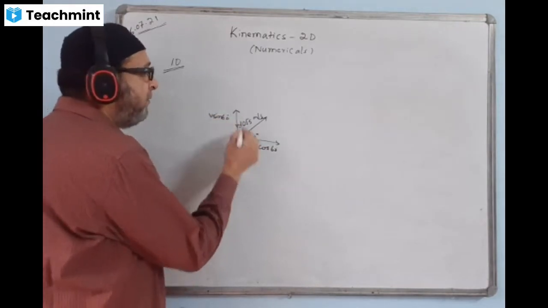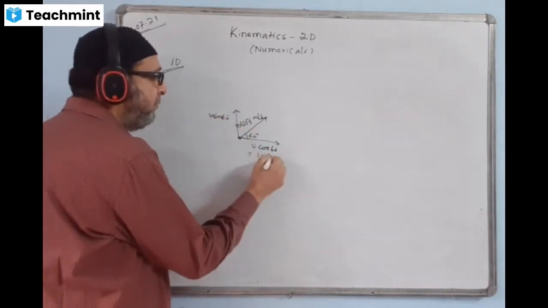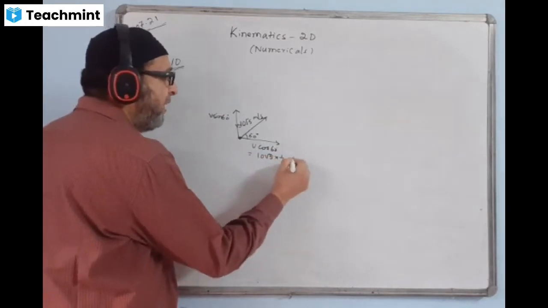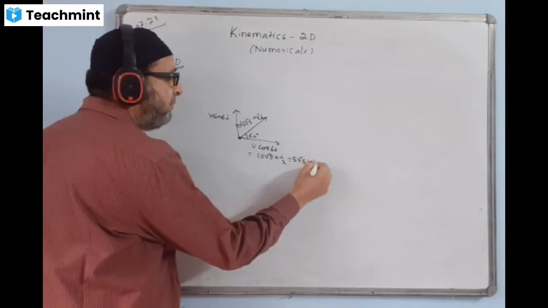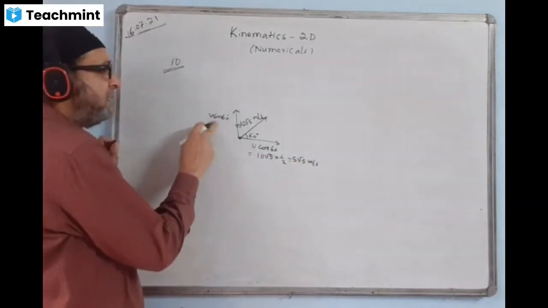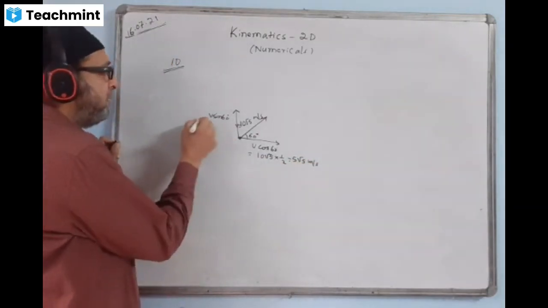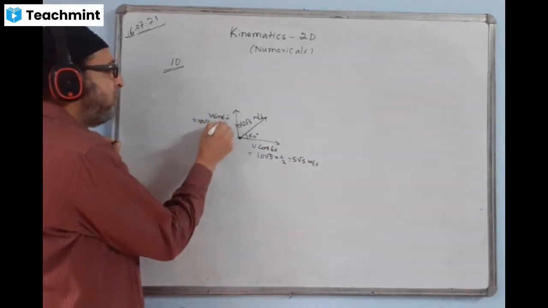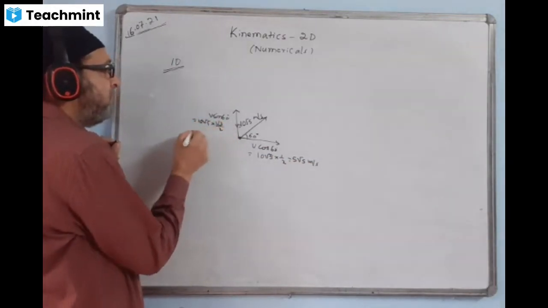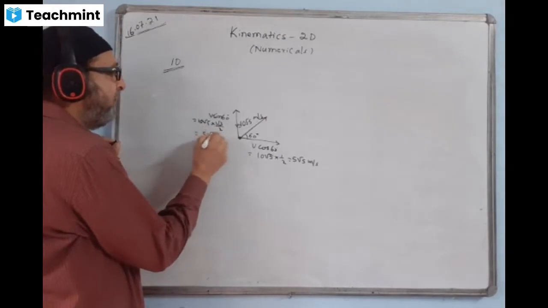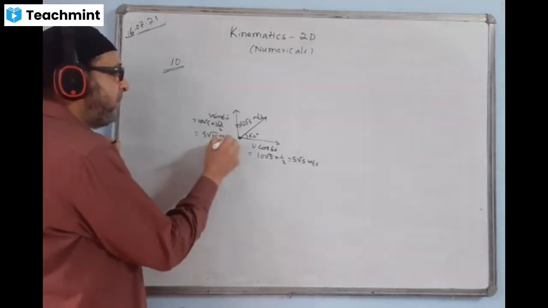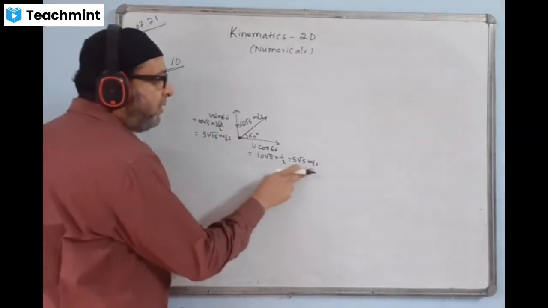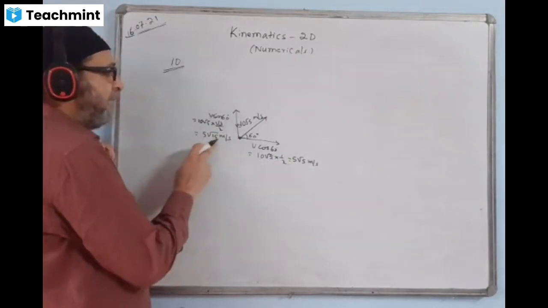V cos 60 value we can find. V cos 60 value will come 10 root 5, cos 60 value is half. 2 this will go, 5 root 5 is coming. 5 root 5 meter per second. V sin 60 value also we will take. This is coming 10 root 5, sin 60 value is root 3 by 2. 2 and this will go. You get 5 root 15 meter per second. This is the value here 5 root 5 and this is the value 5 root 15.